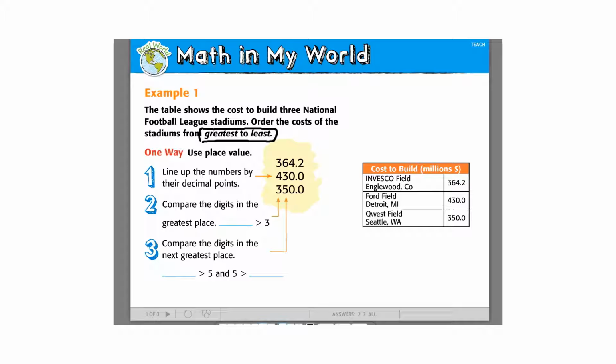So if you're comparing these 3 numbers, you would line them up using the decimal points. Then compare the digits in the greatest place, which this time is the hundreds place. And since 4 is larger than 3, that makes this one the largest number.